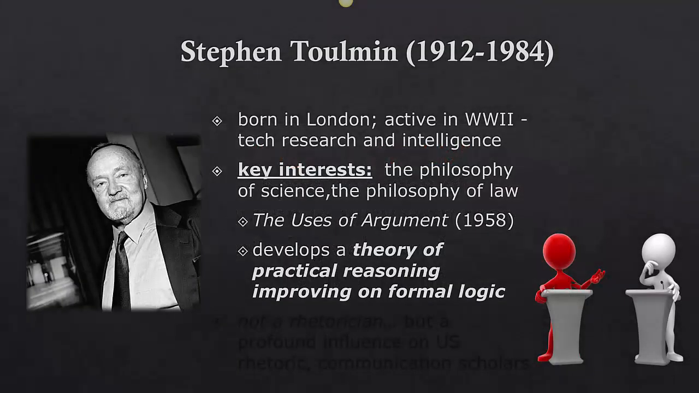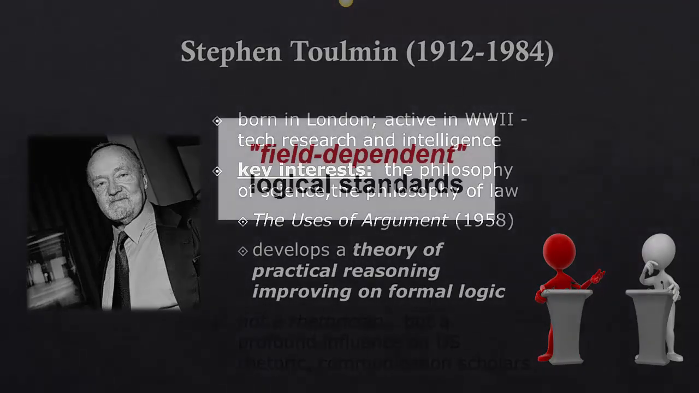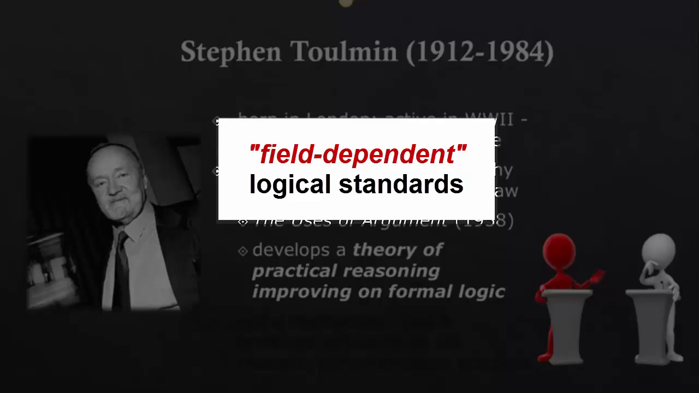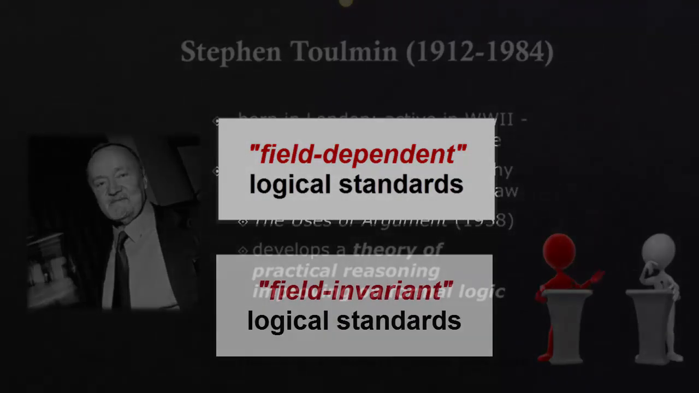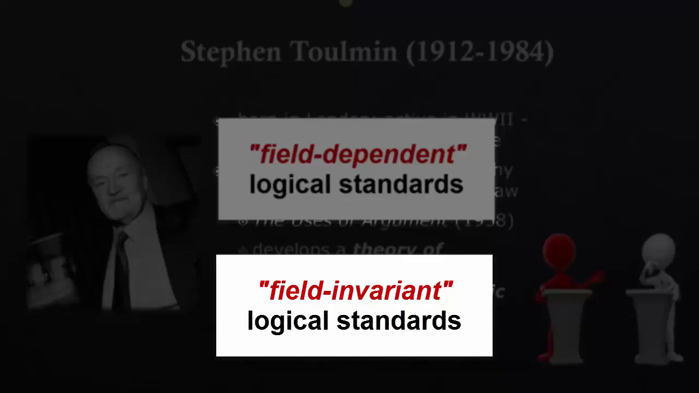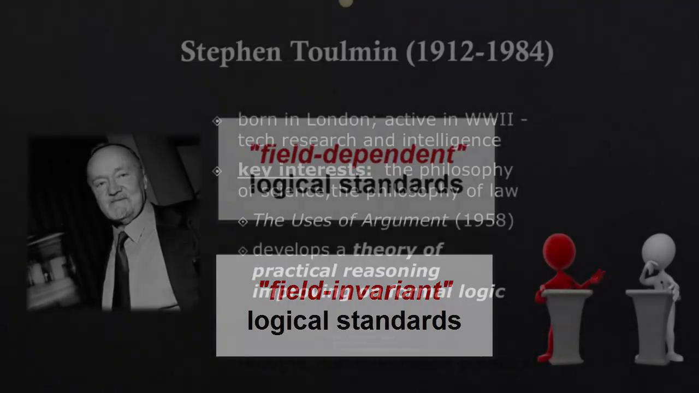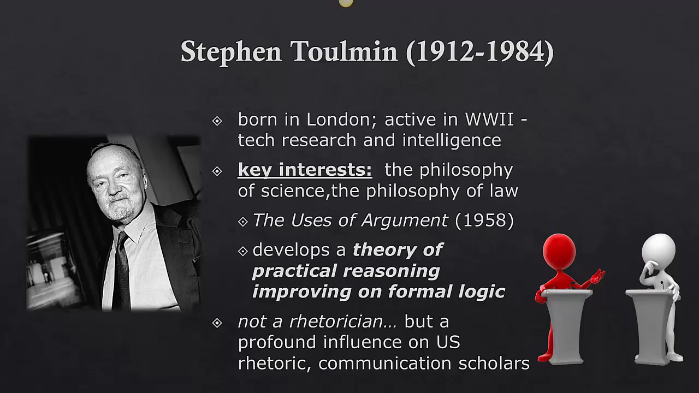So Toulmin devises a way to think about argument that both can apply to specific argument fields and specific areas of inquiry, but can also apply more broadly to the kind of practical arguments that take place in the human public sphere. Now, Toulmin is not a rhetorician, he's a philosopher, but his work had a profound influence on the rhetoric and communication scholarship that started to be developed in the 1950s, around the same time as Toulmin was operating in England. And argumentation scholars in the United States especially gravitated towards Toulmin as a sound theoretical foundation for understanding how argument works.